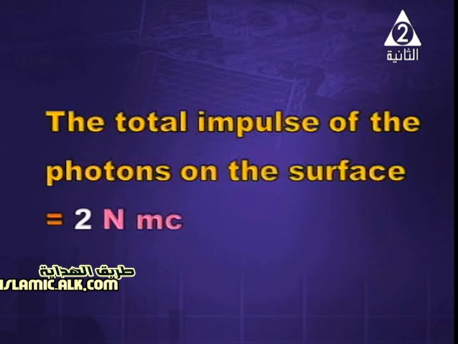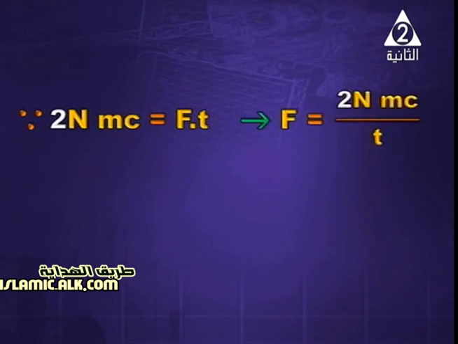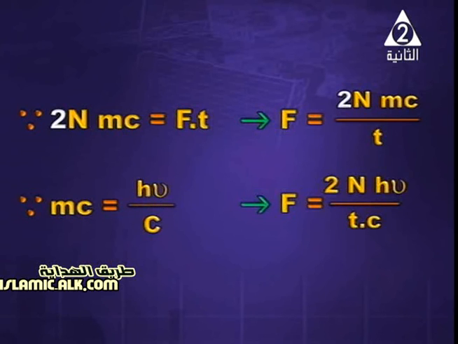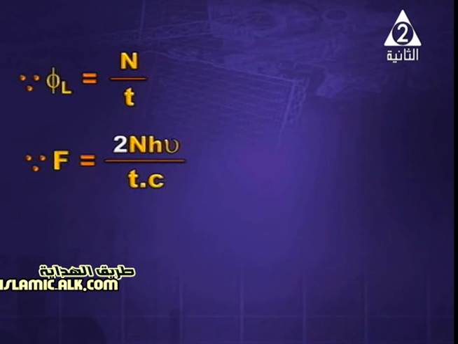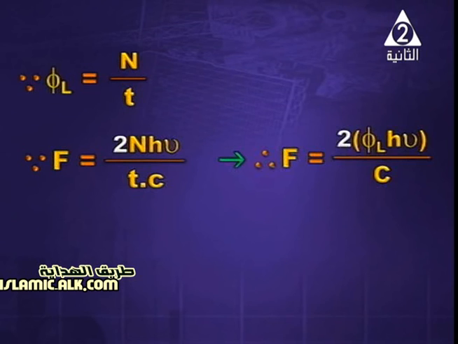So the total impulse of the photons on the surface is equal to 2 Nmc, where capital N denotes the number of the incident photons. According to Newton's second law, it is equal to Ft. So the force equals 2 Nmc over t. mc is the momentum of the photon, so it is equal to h nu over c. Substituting, F equals 2 N h nu over tc. And what about N over t? It is phi, the rate at which the photons are incident. So phi equals N over t. So the force equals 2 phi h nu over c.